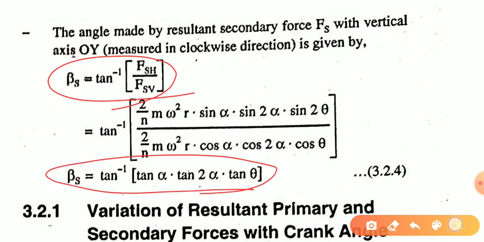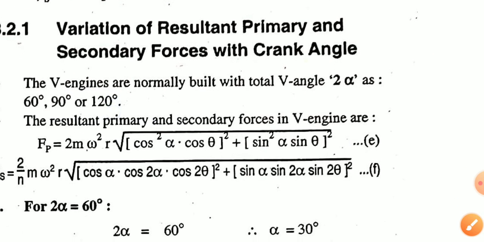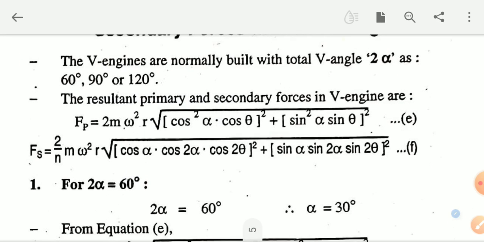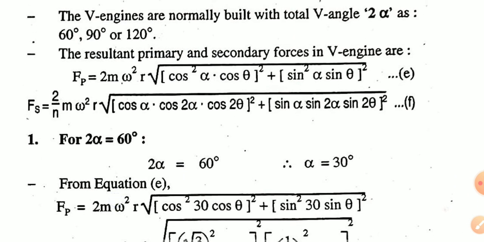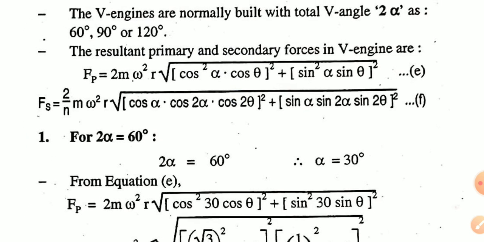Now we will see the variation of resultant primary and secondary force with crank angle. What if we change the crank angle and what is its effect? The V engine is normally built with a total angle of 60, 90 or 120 degrees. So the half angle will be 30, 45 and 60.